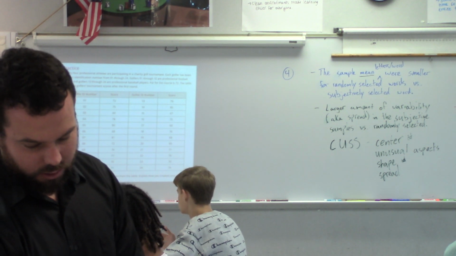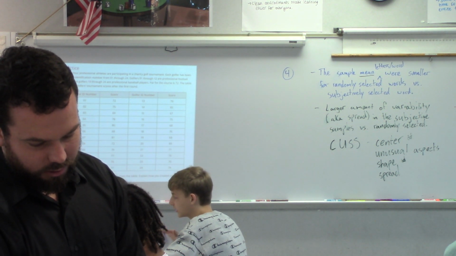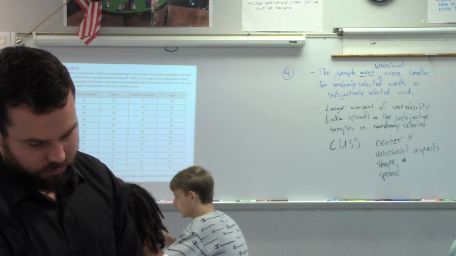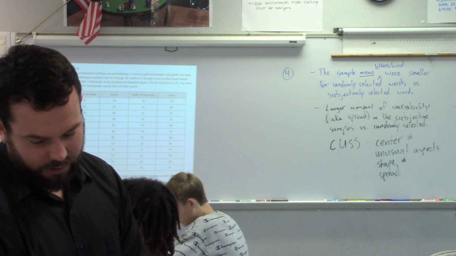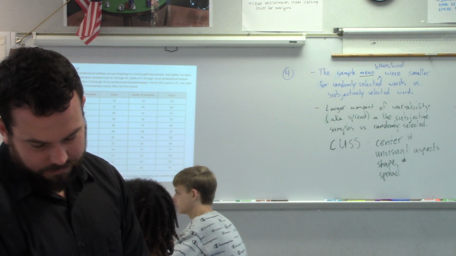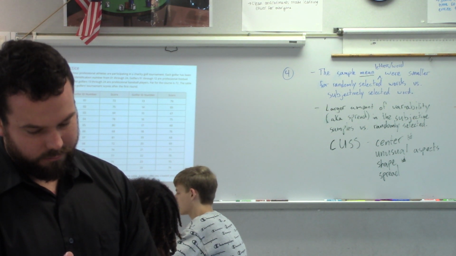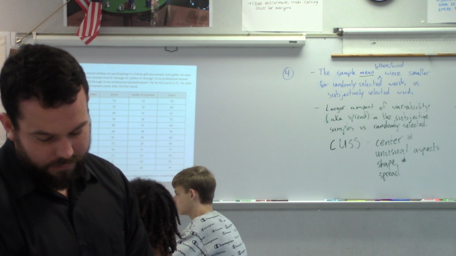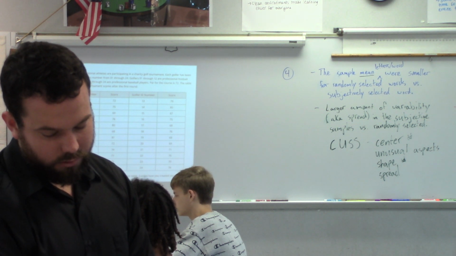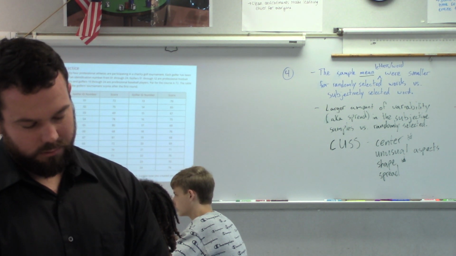So is this your random digit table? So 72 plus 75 plus 79 plus 75 plus 69 plus 70, all divided by 6. Because you're going to average the scores. That's just to identify the golfer.